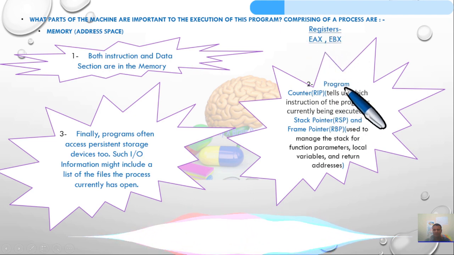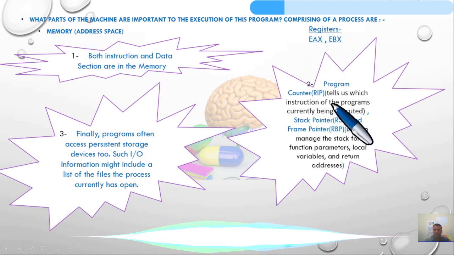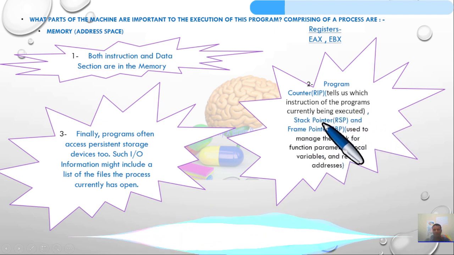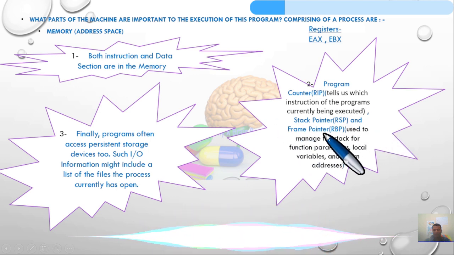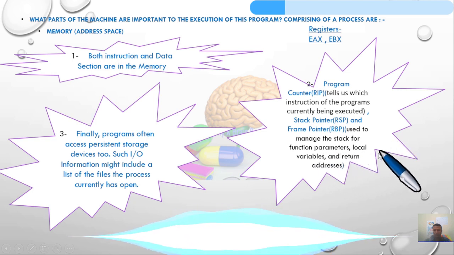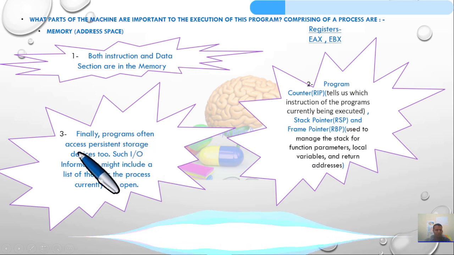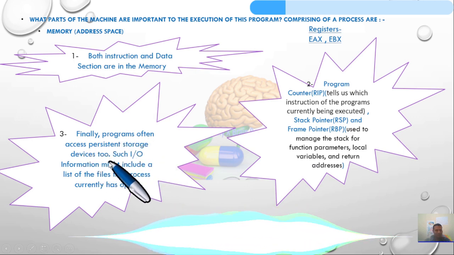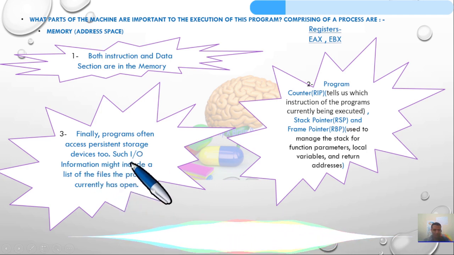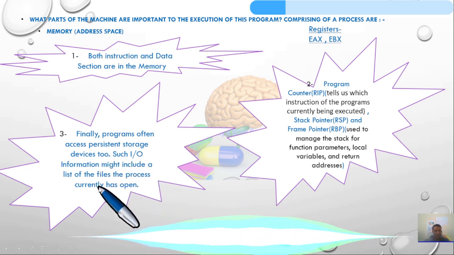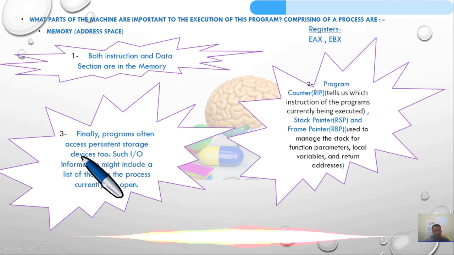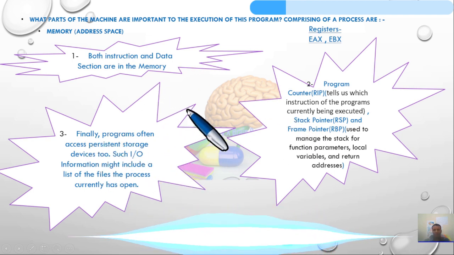Then we have registers. We have the program counter, RIP, which tells us which instruction of the program is currently being executed, the stack pointer, RSP, and the frame pointer, RBP, used to manage the stack for function parameters, local variables, and return addresses. Finally, programs often access persistent storage devices too, so input-output information might include a list of the files the process currently has open. These are some of the points that comprise a process.